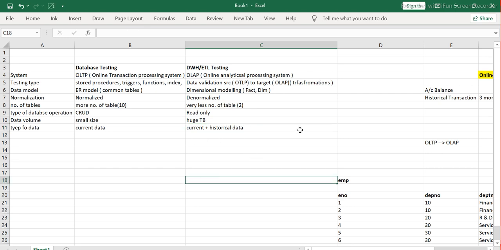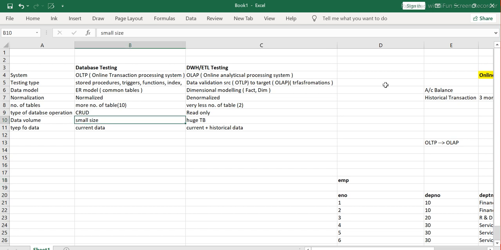So this is the difference, right? And this will be very small and this will be very huge in size, guys, right? So this is what actually is the difference between ETL testing and data warehouse testing, right? And as I told you, ETL testing will involve all those kind of things.